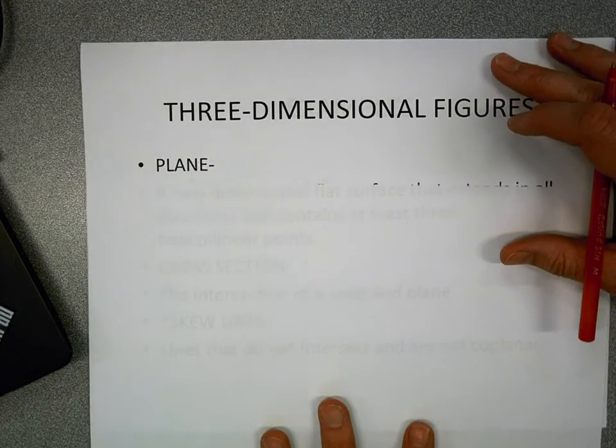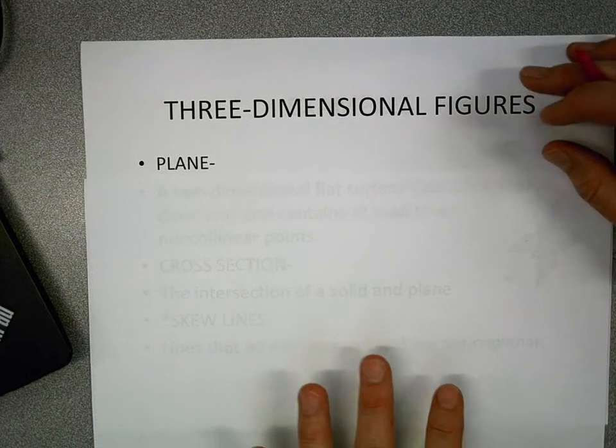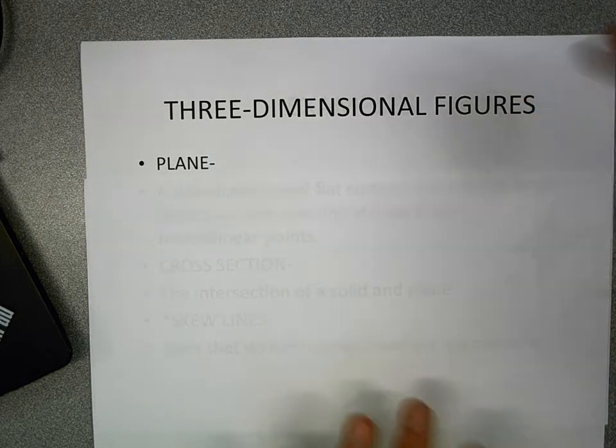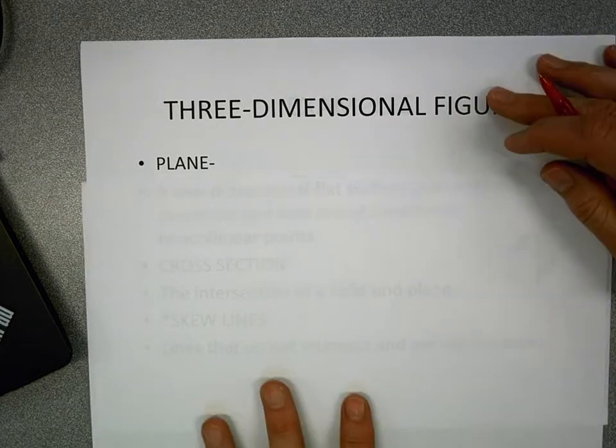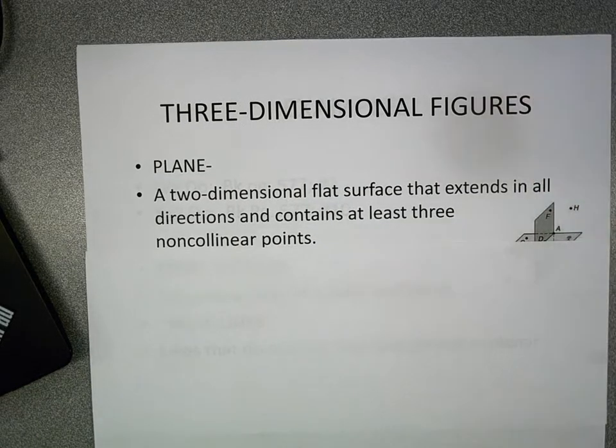The next one is called a plane. Everyone? Plane. So we talked about a plane earlier, right, when I called them like their faces. Well, when you hear about a plane, this is a two-dimensional flat surface that extends in all directions and contains at least three non-collinear points.